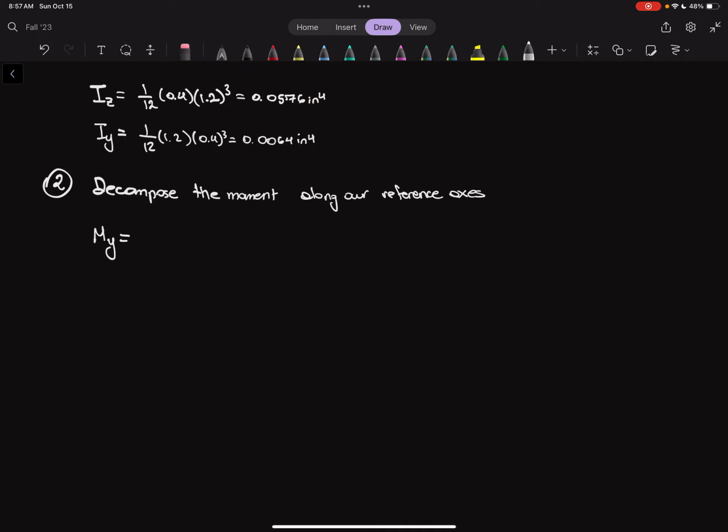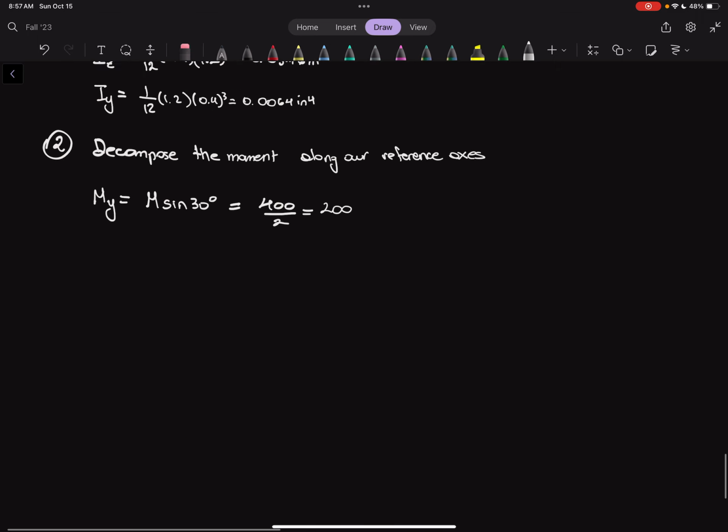So let's write that down over here. My is equal to M sine 30 degrees, which is 400 divided by 2, which is 200 pound-inches. On the other hand, M about the z-axis is minus M cosine 30 degrees, which is 200 times the square root of 3, which is 346.4 pound-inches. Remember that negative.